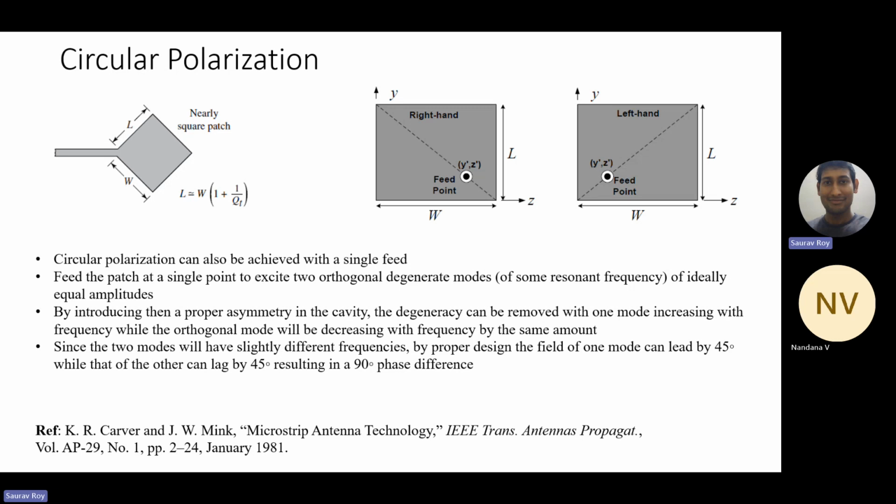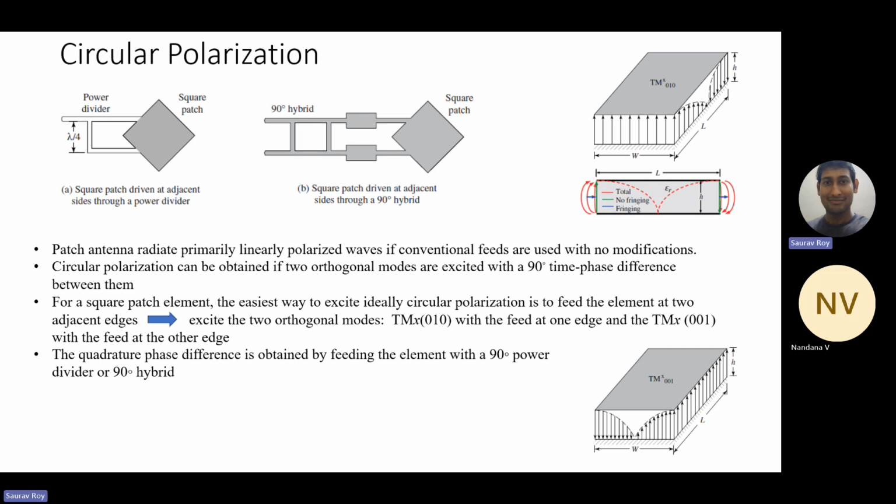And see the right side picture. It shows where you should feed exactly, and instead of a microstrip line feed, if you have a coaxial feed, what you should look into. So the idea remains the same. The only question is how do you get two orthogonal modes excited? There are many other papers available in the literature, so if required, you can look into them. But the main idea remains the same: you should have both TM010 and TM001 modes excited.